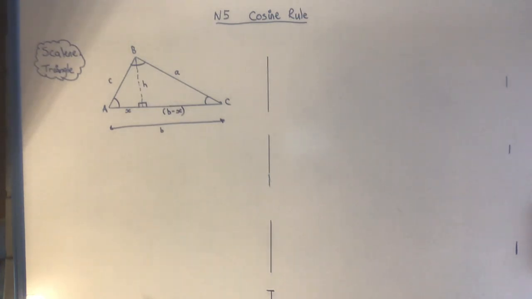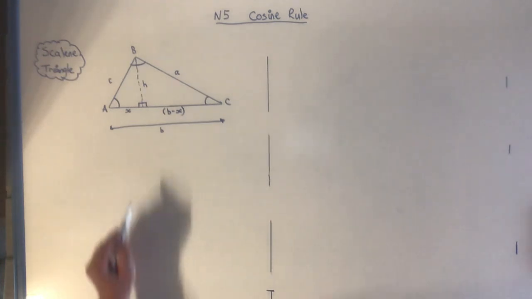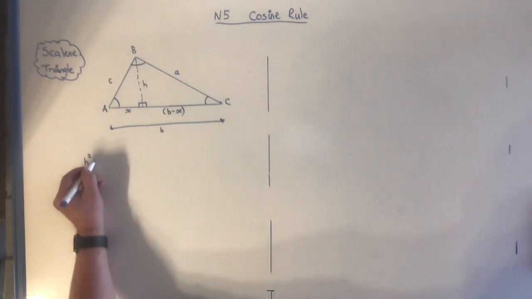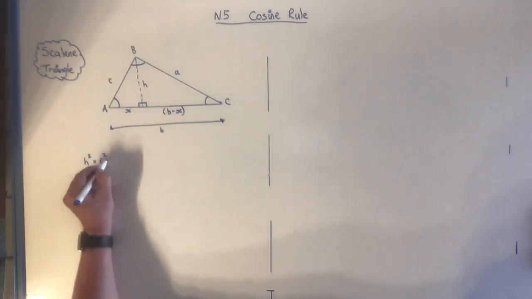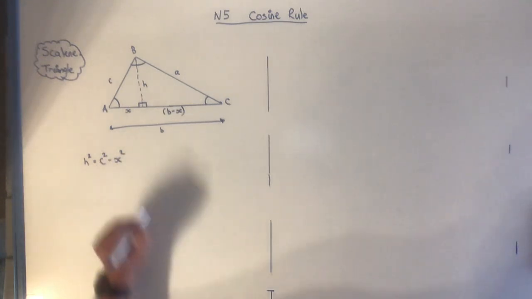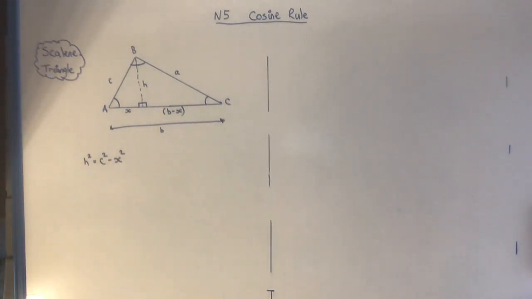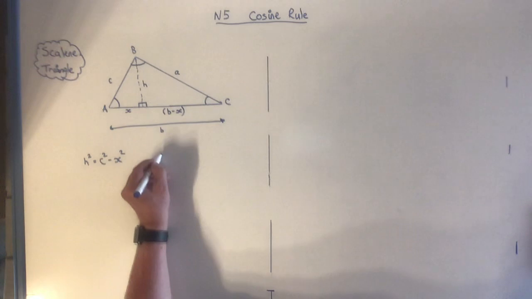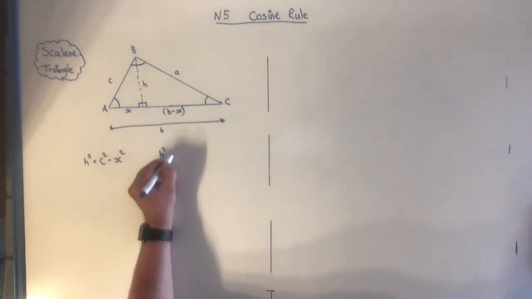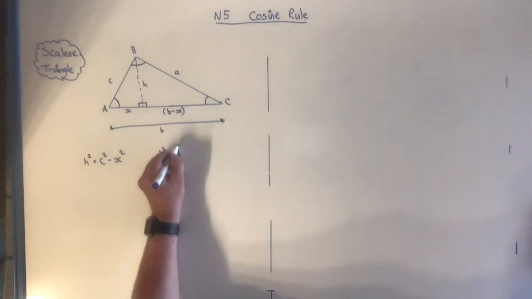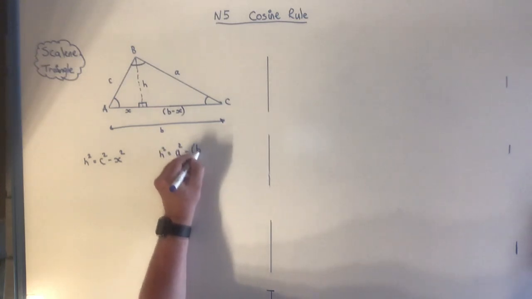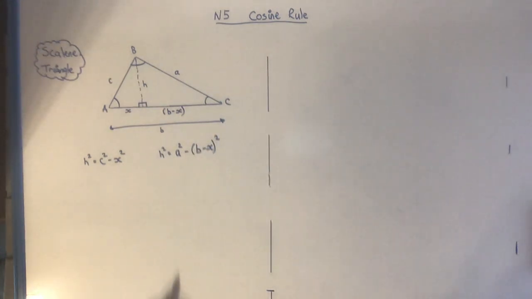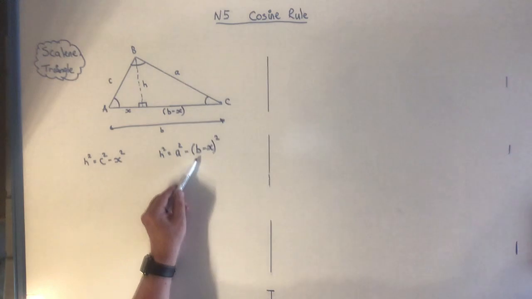Now again we've got the h for the height, and this time instead of using SOHCAHTOA like we used for the sine rule, we're going to use Pythagoras on this triangle. It's a right angle triangle, so the height squared must be equal to c squared minus x squared. That's just from Pythagoras' theorem. And for this triangle, same idea, then h squared must be equal to a squared, that's the hypotenuse, minus b minus x, all squared.